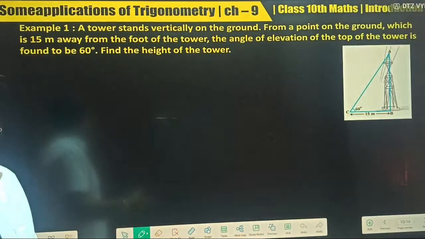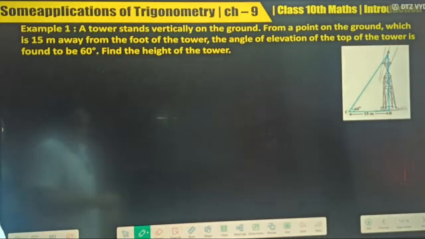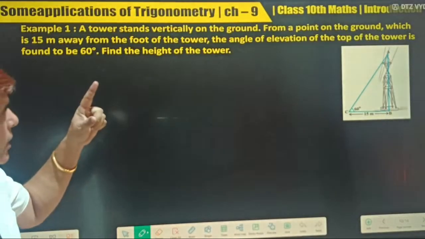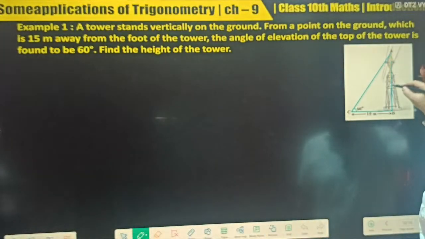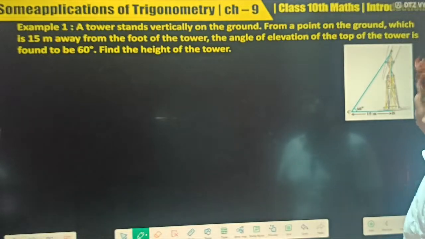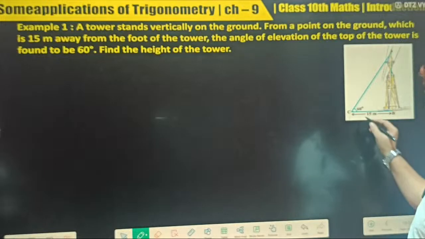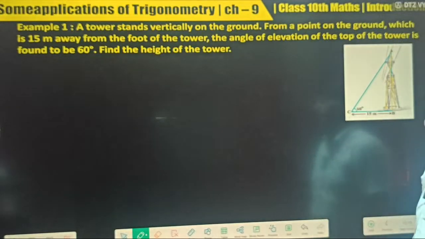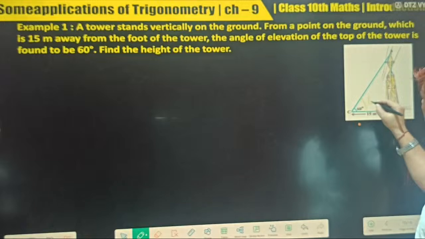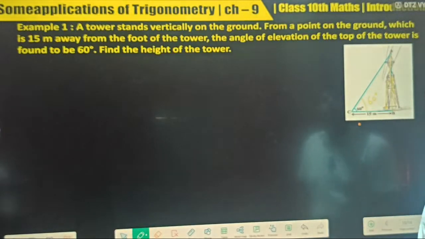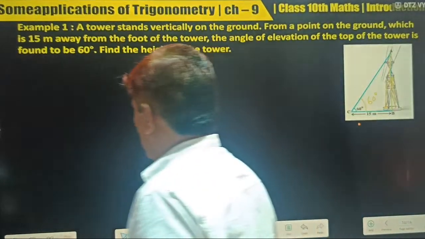Here one question is given. Through this question we will try to understand it. A tower stands vertically on the ground. This is the tower, standing here vertically. From a point on the ground which is 15 meters away from the foot of the tower, the angle of elevation of the top of the tower is found to be 60 degrees. Find the height of the tower.